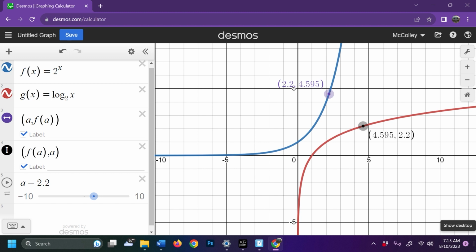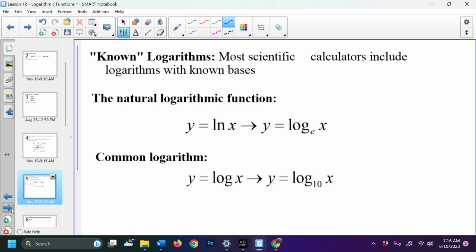We also see that the domain of the general exponential function is all real numbers, and the range is y is greater than 0. And then the domain of the logarithmic function is x is greater than 0, and the range is all real numbers. Now, there are two logarithms that you will see used quite a bit, more than other bases.